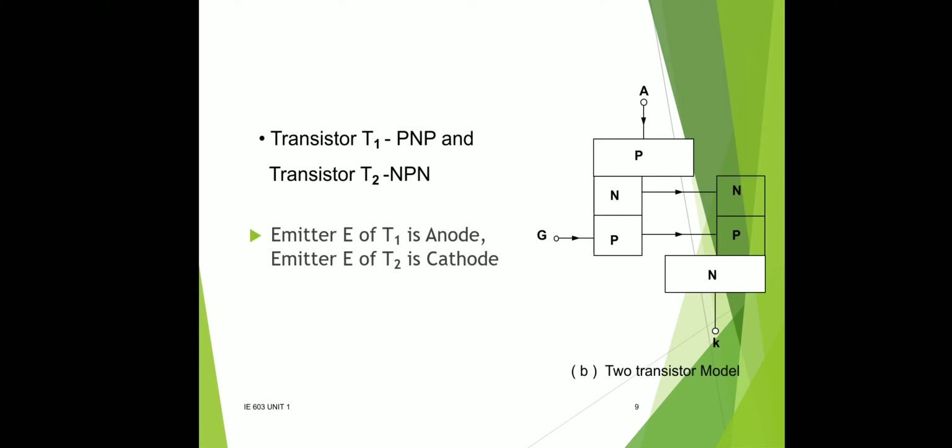If you observe here, the emitter of T1 is the anode and the emitter of T2 is the cathode, and the gate is positive with respect to the cathode. And one more point: inside, this N is a single N semiconducting layer, and this is a P semiconducting layer. These two are connected together internally, but if it is divided into two parts, we get two transistors, with anode, cathode, and gate.